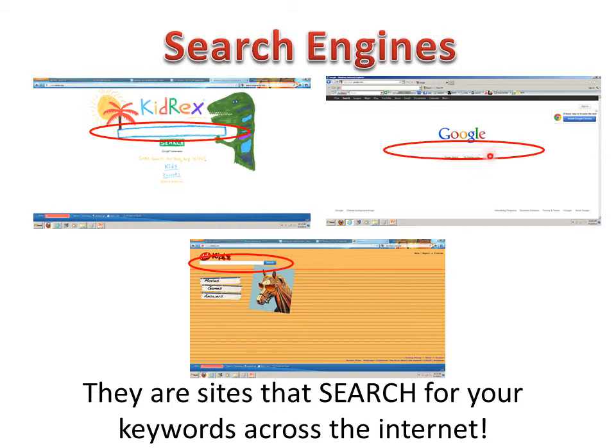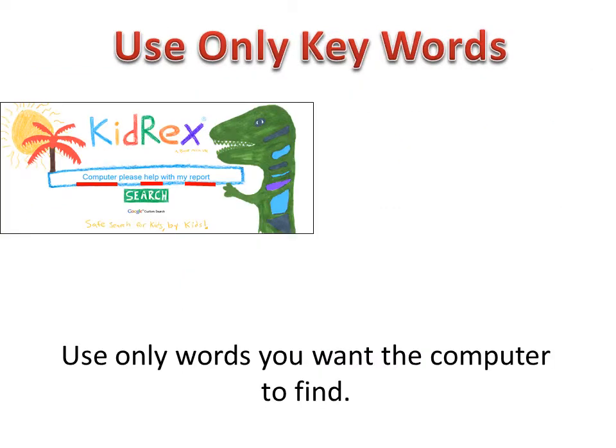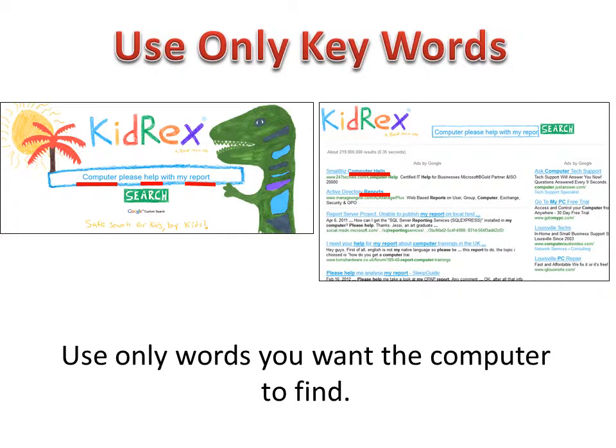Now if you notice there's a big white bar on all of these. That's what we're going to type our keywords into. Now it's very important that we use only the key or important words. Use only words you want the computer to find. And here's why. Right here I said, computer, please help me with my report. Look what it found for me. I have computer help, I have something about an Active Directory report. Nothing that's going to help with my report.